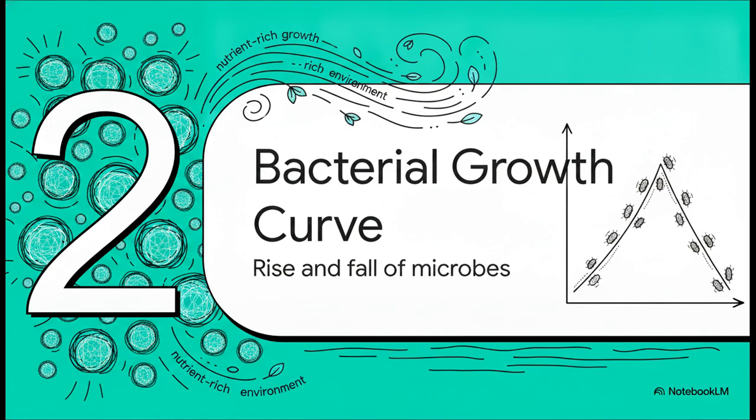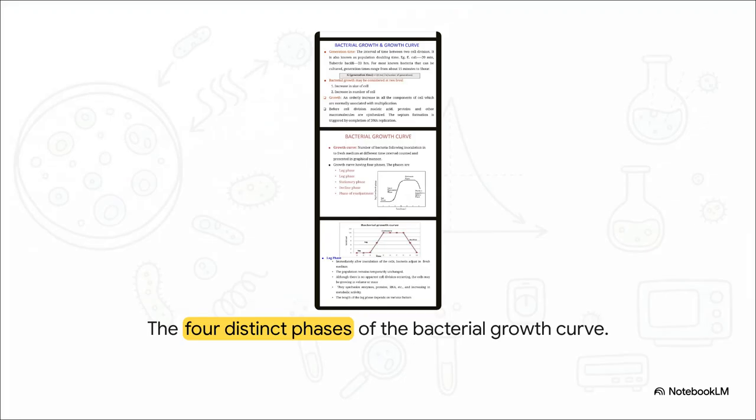That brings us to Section 2, the bacterial growth curve and the rise and fall of a microscopic civilization. When bacteria are dropped into a fresh batch of closed medium, their population follows a highly predictable 4-part journey. If we map this out over time, it rises and falls like a massive biological roller coaster. This standard growth curve is totally fundamental to understanding microbiology, so let's break down each of these 4 unique phases.